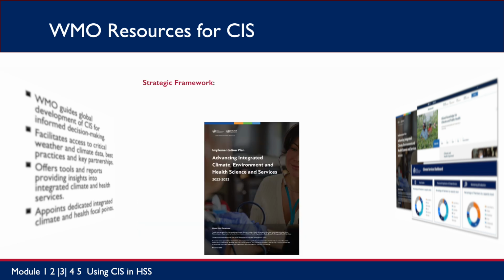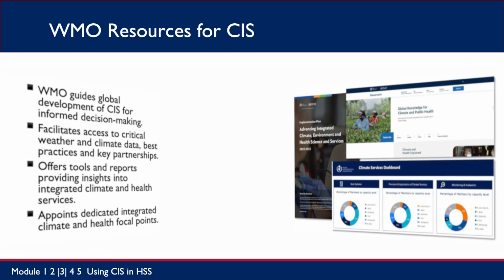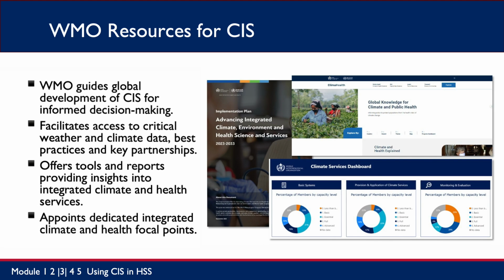Strategic Framework. The WMO, in collaboration with the WHO, has developed a forward-thinking 10-year strategy focused on integrating science and services across climate, environment, and health. This strategy guides global, regional, and local action. The WMO is an essential partner for making climate information services more accessible and effective for the health sector.